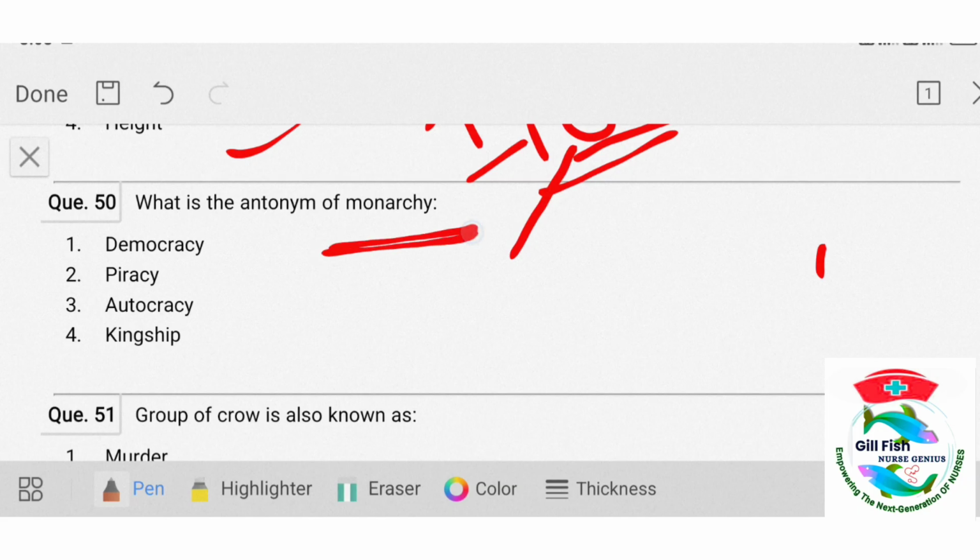What is the correct answer for monarchy? But they are asking for the antonym. So what is the correct answer? Democracy. That will be the correct answer. I think you have understood all the 15 questions.